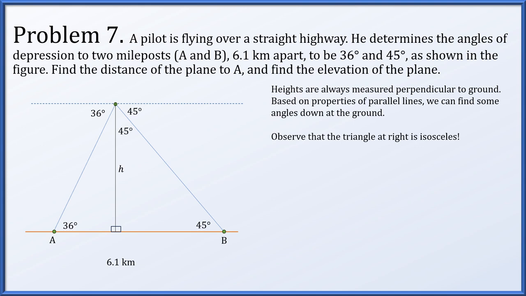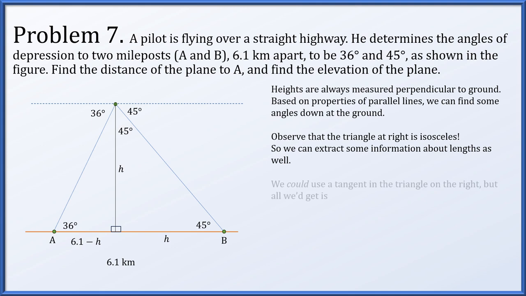Now, observe that the triangle on the right is isosceles. It has two 45 degree angles and one 90 degree angle. So we can extract some information about lengths as well. Since the height of that triangle is h, so is the other leg. The total distance was 6.1 kilometers, so the leg of that other triangle is 6.1 minus h.